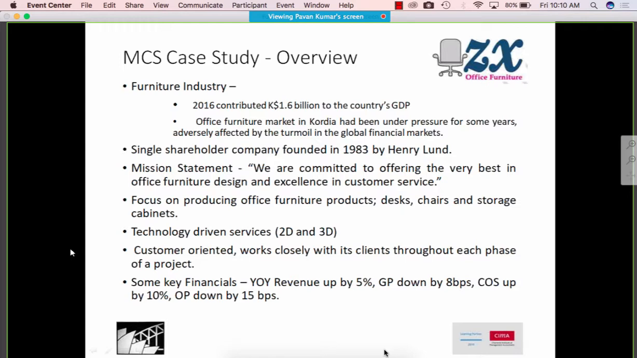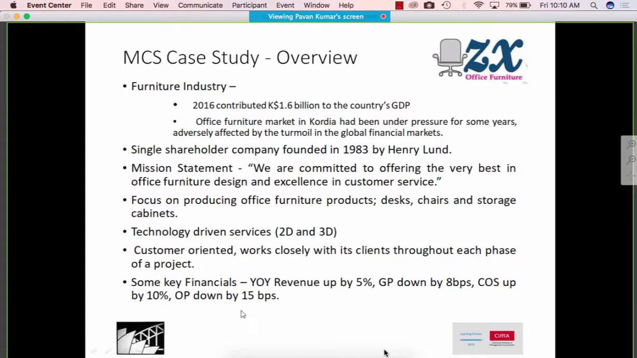The cost of sales is up by 10%, which is probably contributing towards the reduction in the gross profit, because revenue is up only by 5%, but the cost of sales is up by 10%. With the limited information, we are not able to identify it.